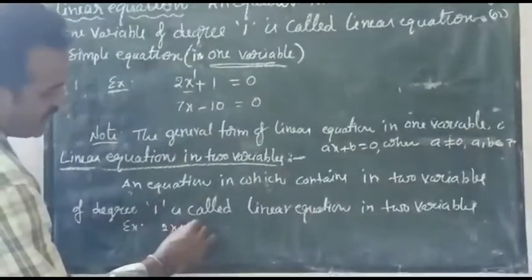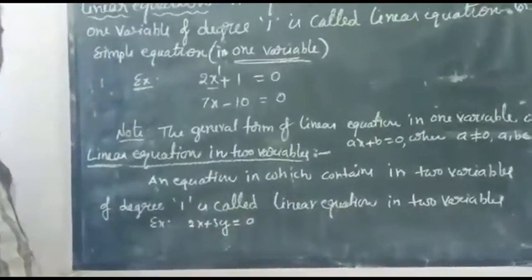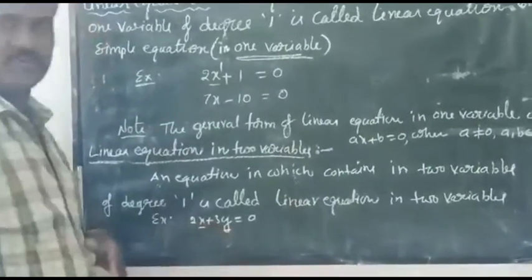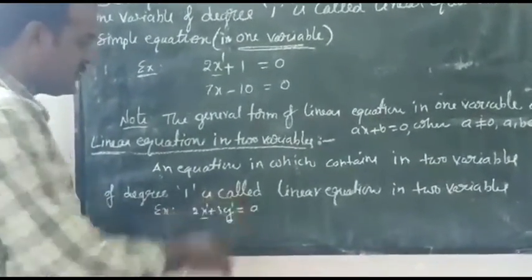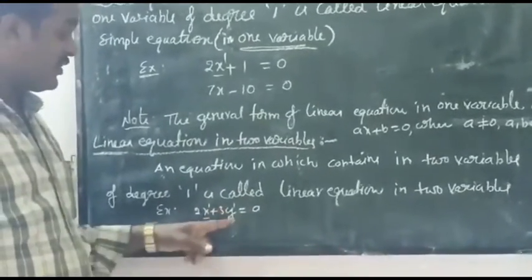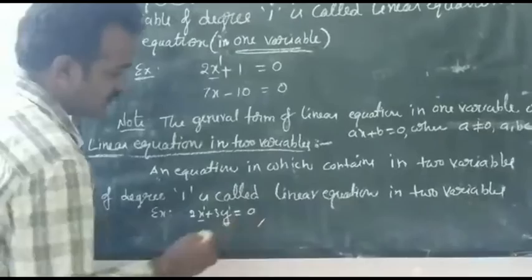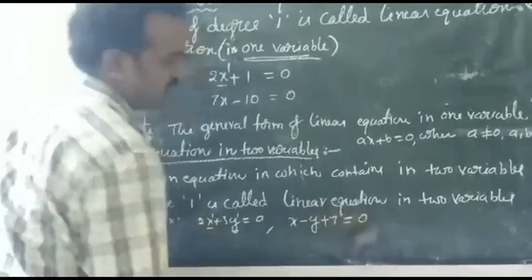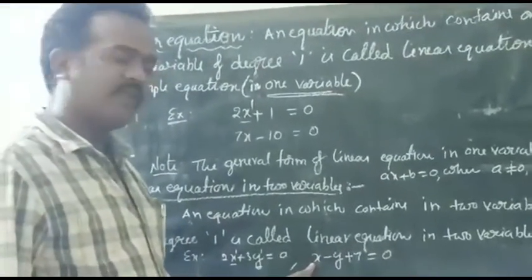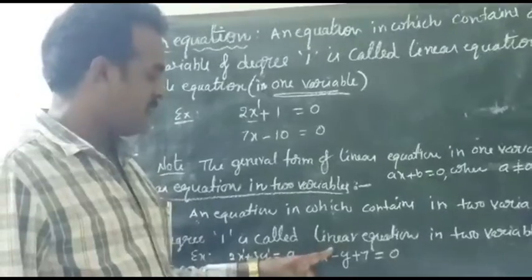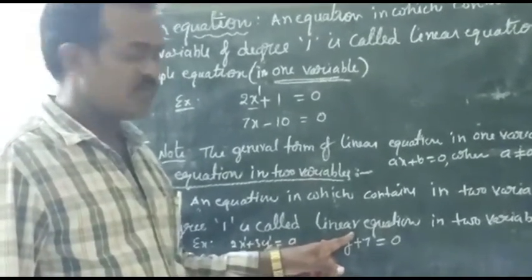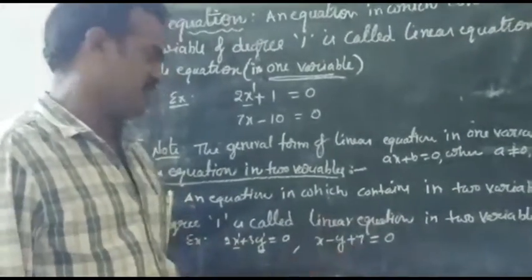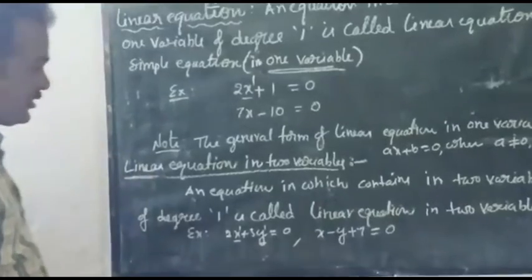2x plus 3y is equal to 0. x is one variable, y is one variable. The highest degree here is 1, here also 1. So this is a linear equation in two variables. Another example: x minus y plus 7 is equal to 0. x and y are two variables, the degree of x is 1, and the degree of y is also 1. So it is linear. Here 7 is a constant.